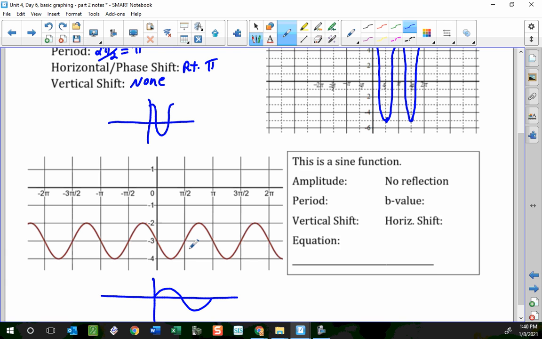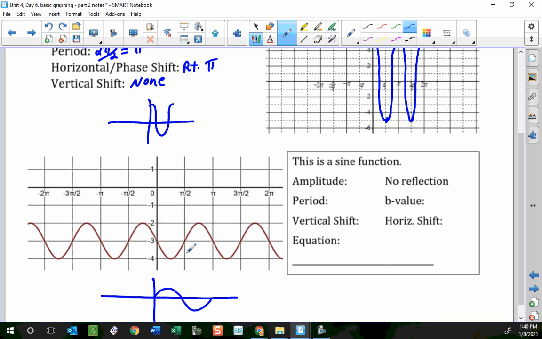And this graph does look like a reflection of that graph, but I've told you there's no reflection. So there's no reflection. That means that we're going to have to take our graph and shift it left or right to get it to look like that. Okay, let's take a look.